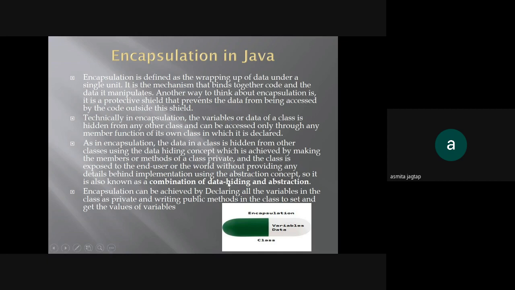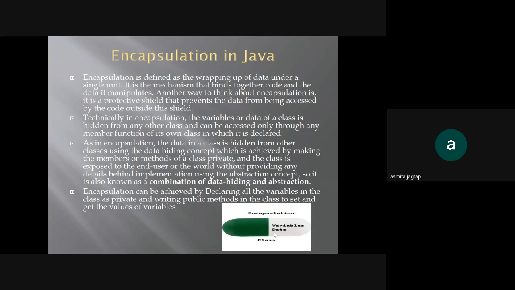So it is the mechanism that binds together code and data, which we manipulate while doing transactions, doing some logic on that data inside the method. Another way to think about encapsulation is a protective shield, meaning the outside world cannot access your data or the method directly. That is called encapsulation. Because of security reasons, we use encapsulation, and because of it, we can maintain security in our code.